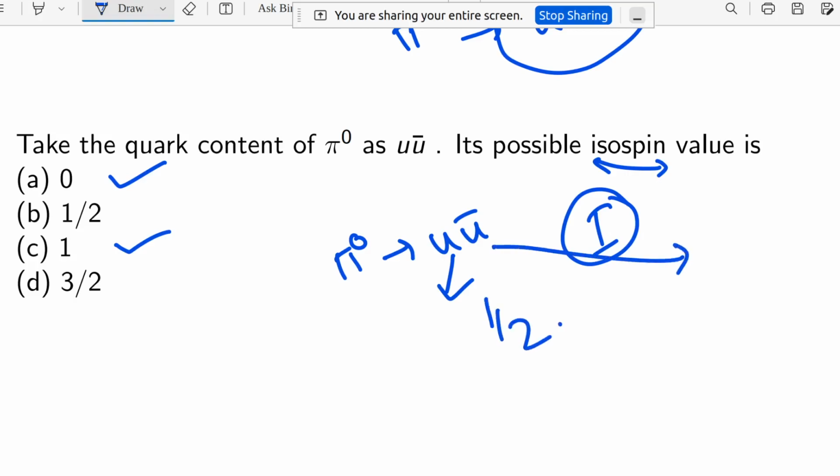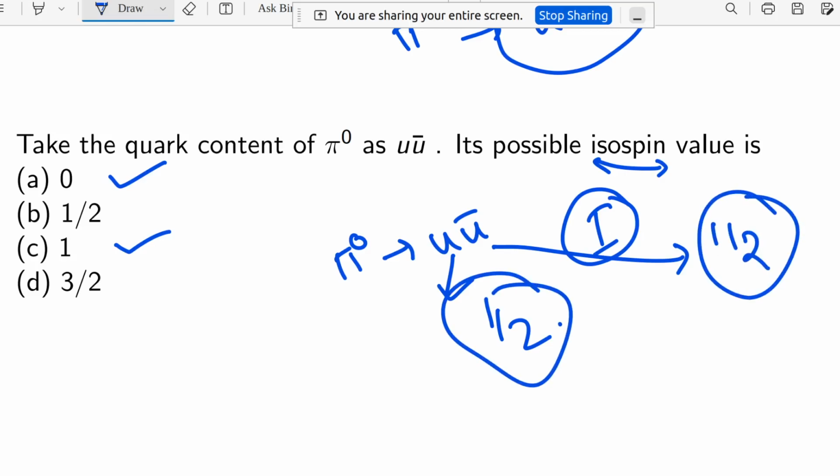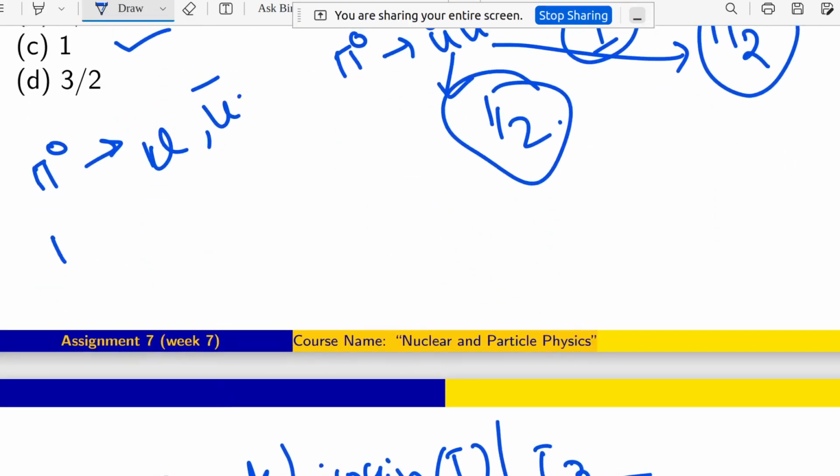Again, the isospin of U bar is also half, right? So this is nothing but a 2-component state. One is U, another one is U bar. That means our pi 0 is the linear combination of U and U bar. So what will we have? I1 is half, I2 is also half.